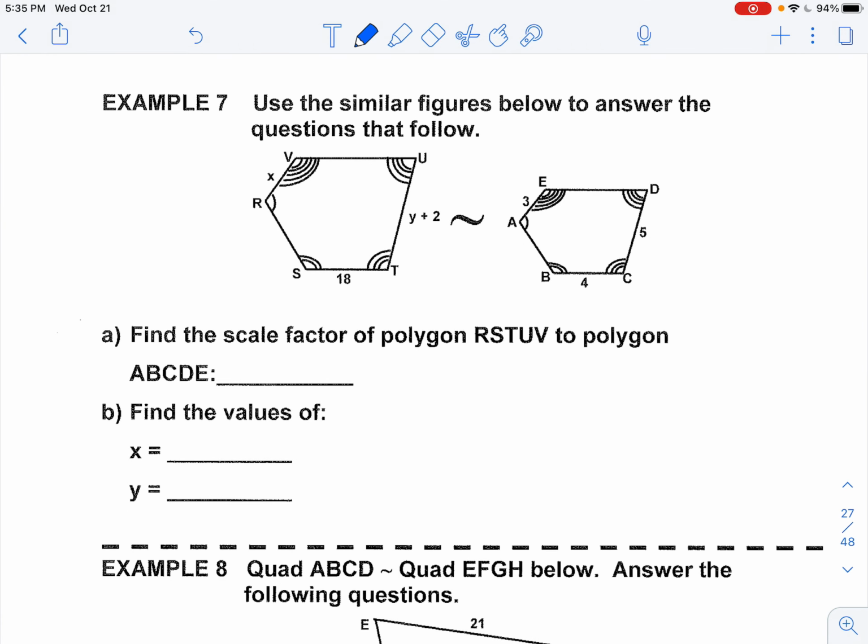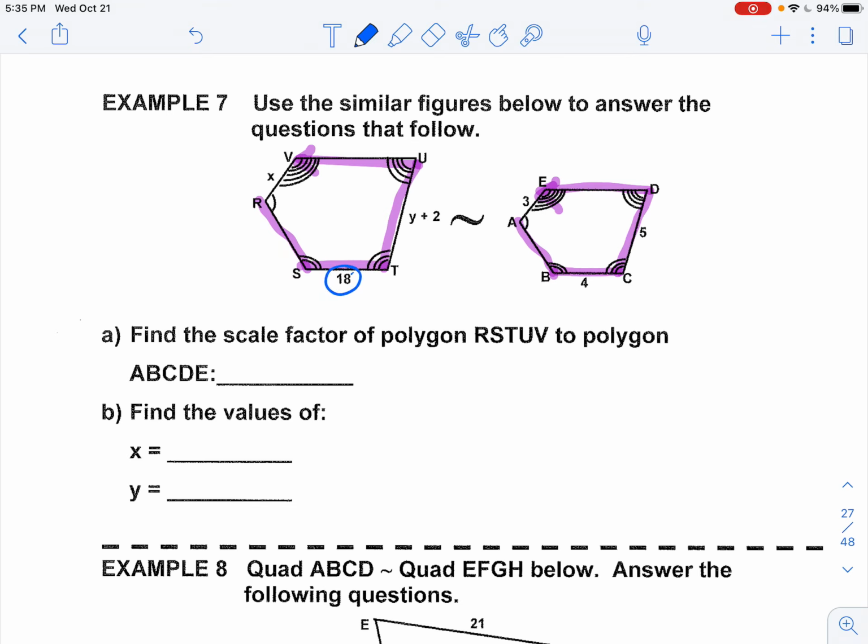Example 7, use the similar figures below to answer the questions that follow. Find the scale factor of the polygon. Now it's starting with R, S, T, U, and V. So this is the direction I'm going. And it's going to A, B, C, D, and E. So we followed the same path.